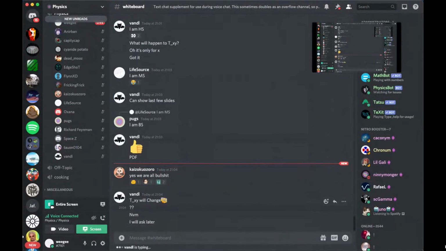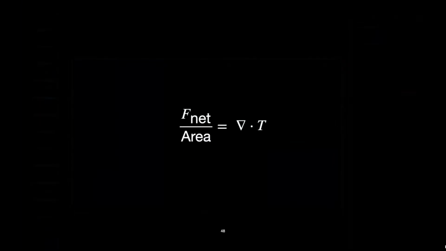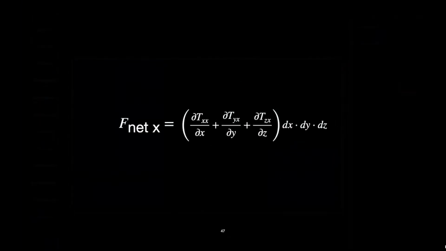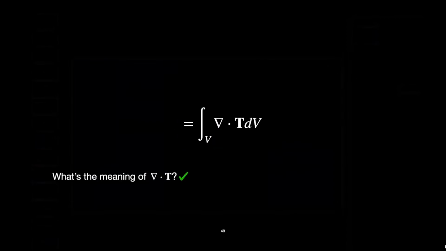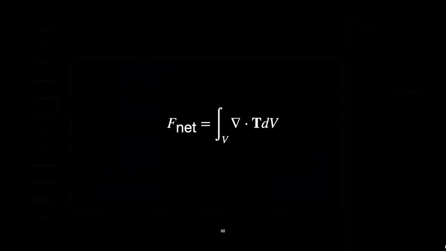We have no external force. So we found the net force. We know the divergence of the tensor is going to be the net force per unit volume. That's really great. We know what the divergence of the stress tensor is, and that's going to be the net force per unit volume.